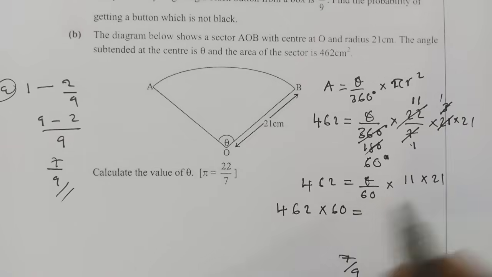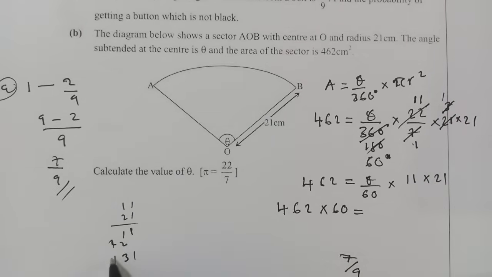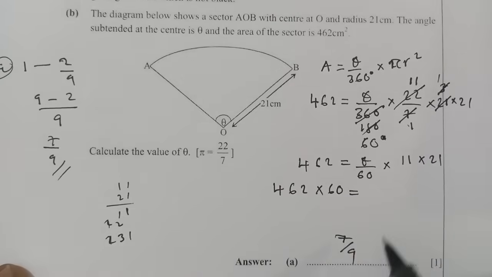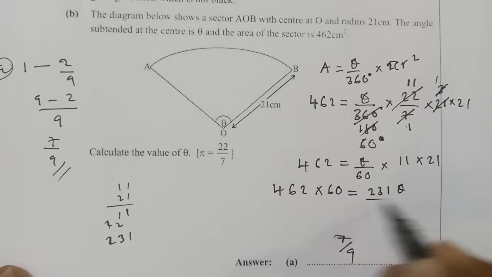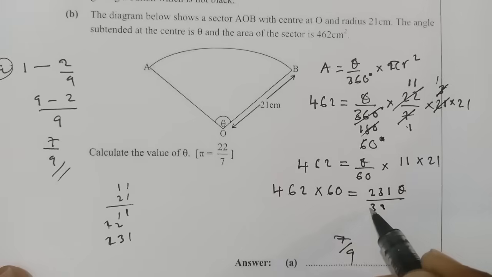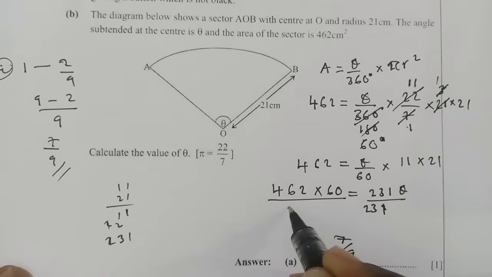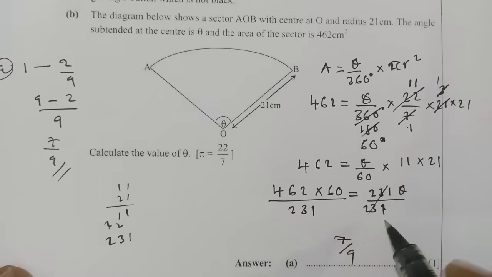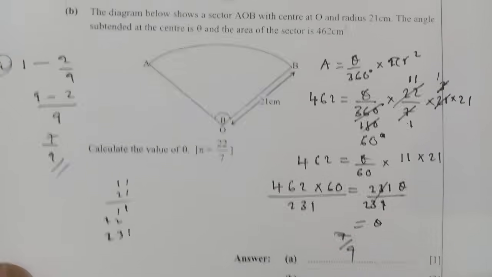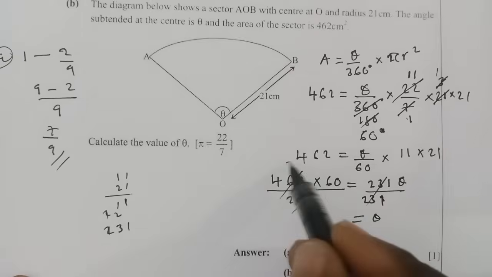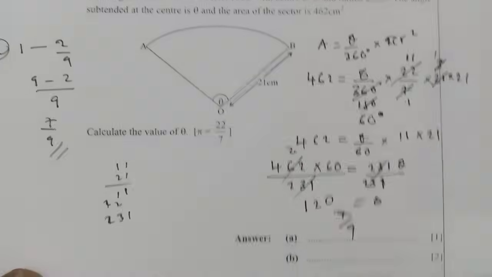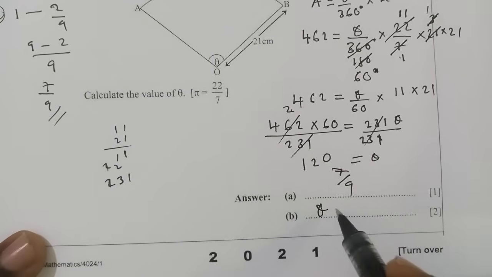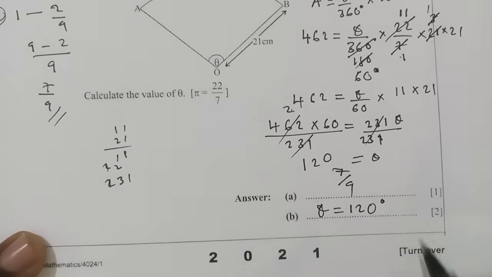What are we getting? Okay, we're getting 231 theta. So we divide by 231. 231 by 231, cancel. Theta will be equal to this into this, which is 2. When you multiply, you get 120. So our theta will be equal to 120 degrees.